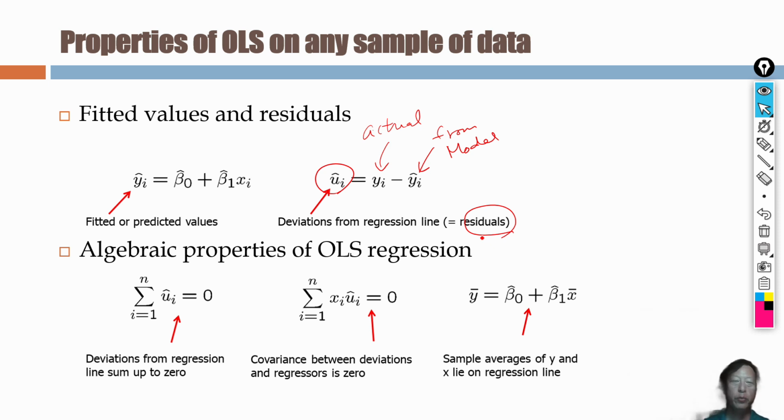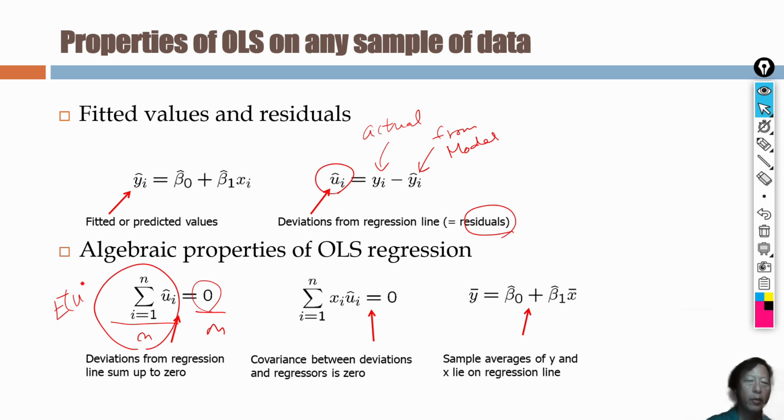And the algebraic property is that the summation of all the residuals should be 0. Why is that? Because if you divide by n here, this will be the expectation of u, right? This should be 0. That's why it should be 0. And the covariance between x and u should be 0, because u should not contain any information of x.